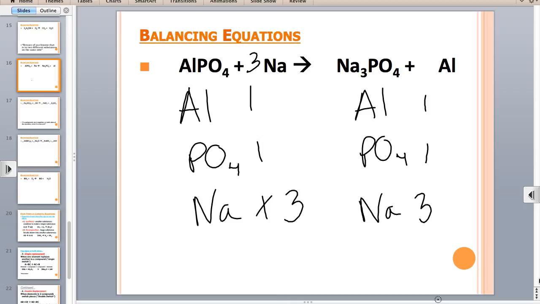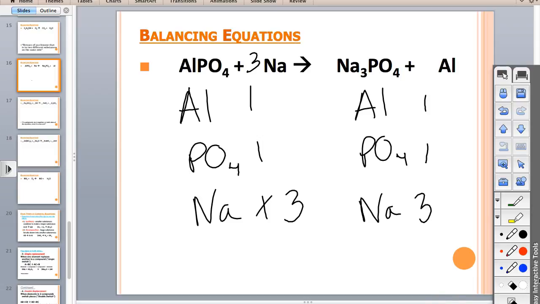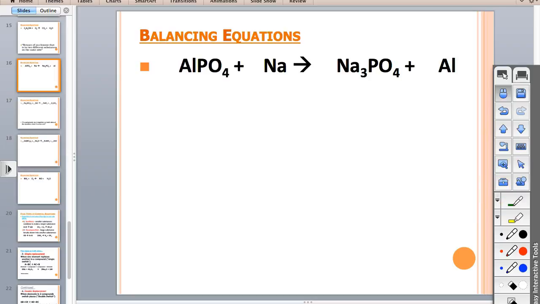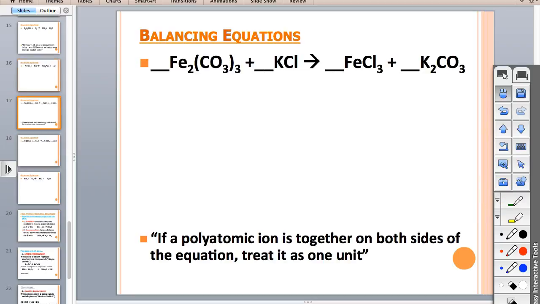Alright, check your answer to this first one and I'm going to erase it. Feeling okay about that? That one was pretty straightforward. It's kind of anticlimactic, I'm not gonna lie. There we go. So try this one now. Do you have any single elements? No. Do you have a polyatomic ion? Okay, so put that one and leave it all together.